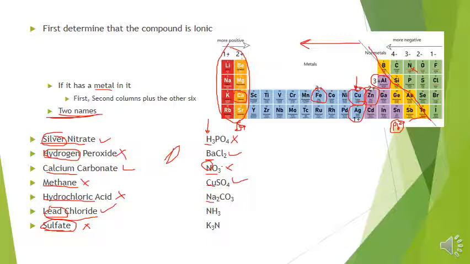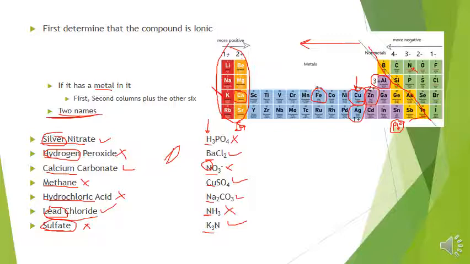Na2CO3, is that ionic? Yes, because sodium is in the first column. NH3, is that ionic? No, because nitrogen is not a metal. And K3N is ionic because potassium is in the first column. All right. So that's the first thing you got to do. You got to make sure that you have an ionic compound.